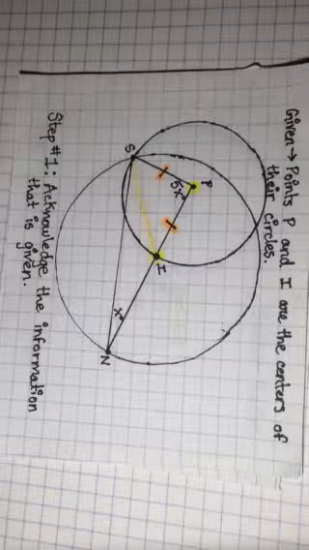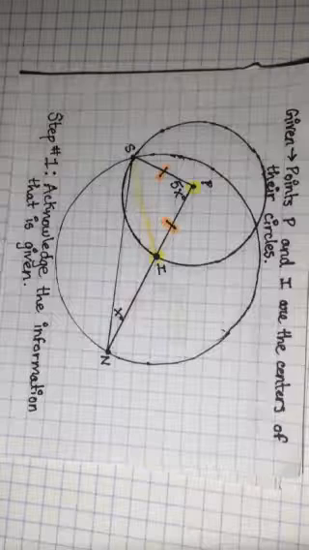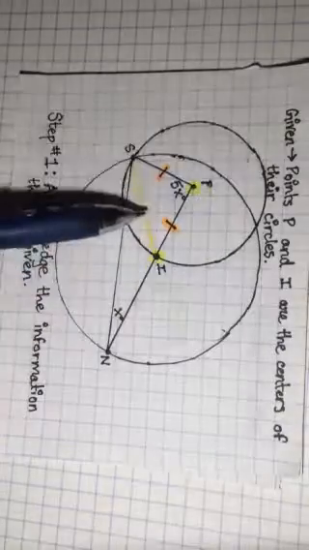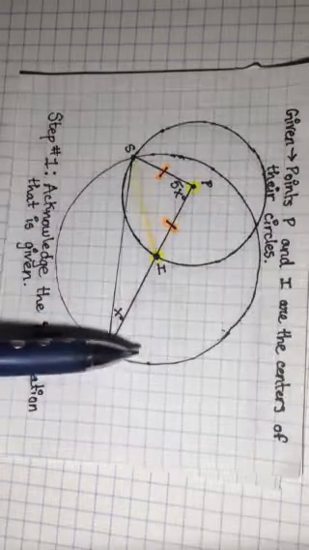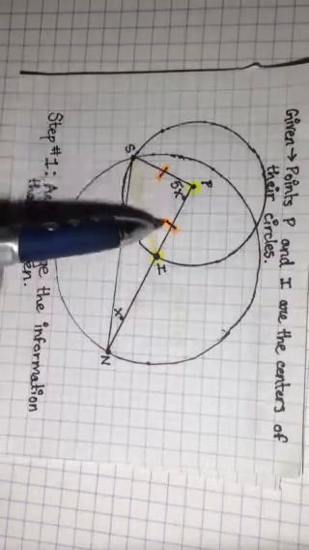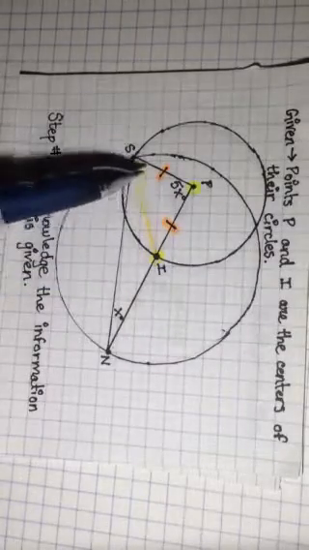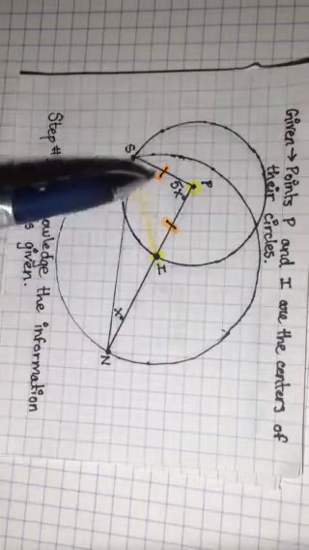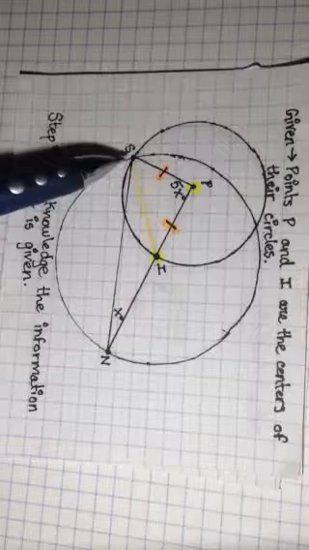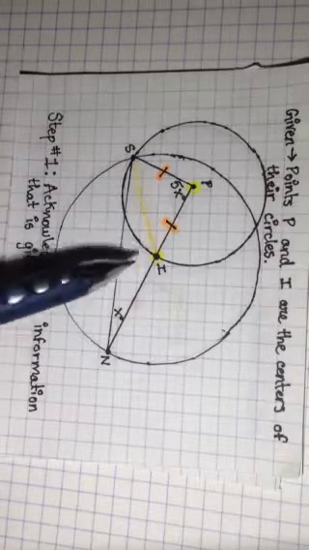So let's do this. He gives us the information that point P and I are the centers of their circle. So we can say that P is the center of this circle and I is the center of this circle. With that information, we can say that SP is congruent to PI. This is just information that we've learned. We can also say something else, that SI would equal IN.